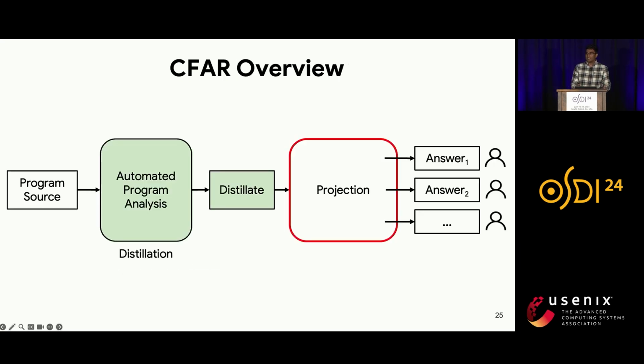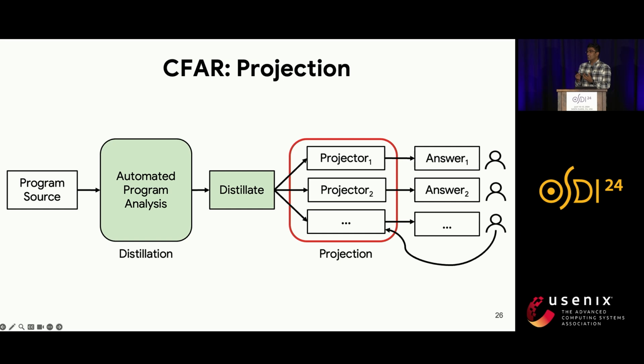So that was distillation in CFAR. And at the end of this process, we have the distillate that contains all the information relevant to how the code accesses memory. I'm now going to show you how the projection step turns this into focused and actionable answers to specific questions about cache usage.